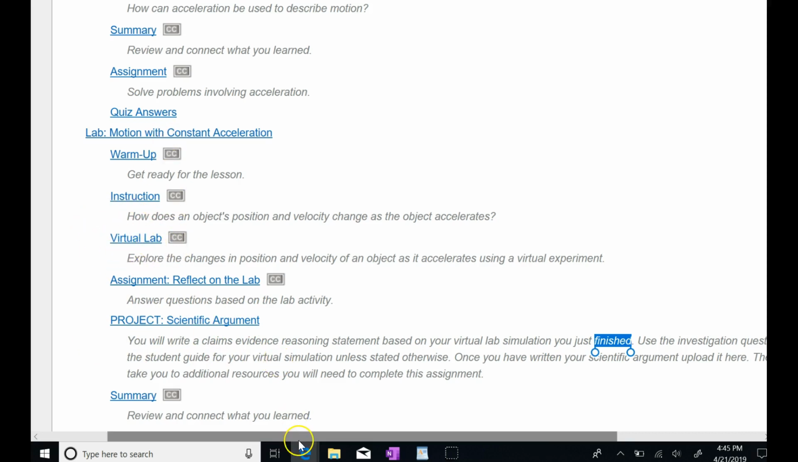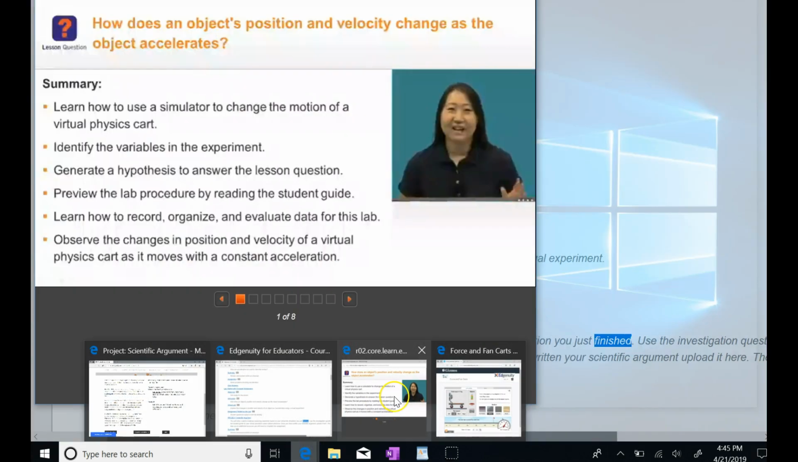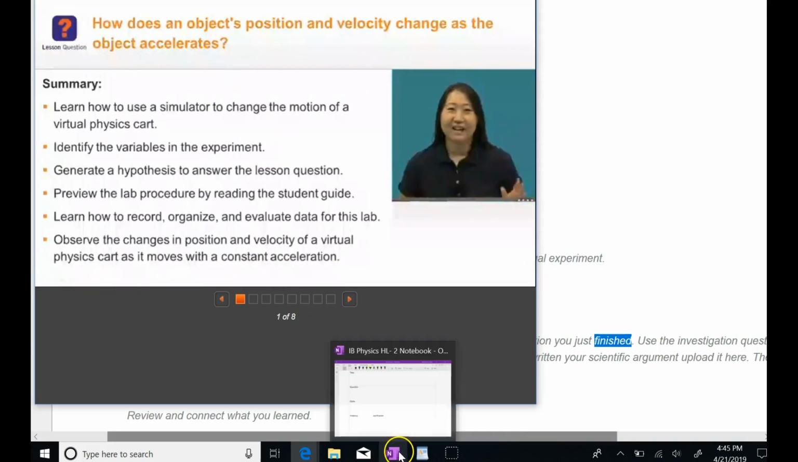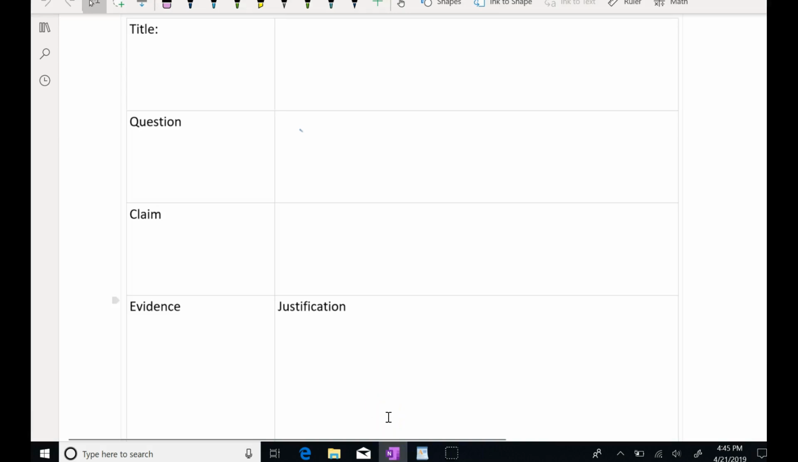So if we go to this virtual lab, notice that they start with a question. In the CER lab, there are 4 sections. Leaving aside the title, which is just an introduction to what you're doing, so you may or may not write the title, there are 4 sections: the question, claim, evidence, and justification. We're going to see how to write these 4 sections.